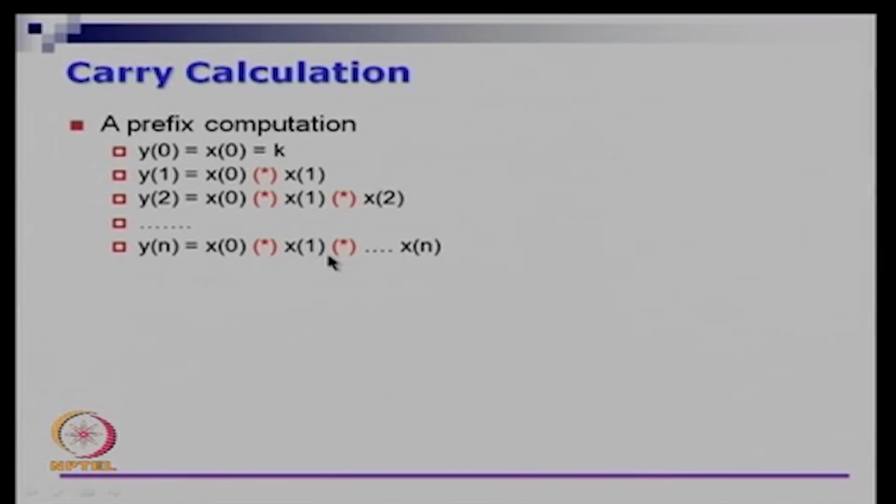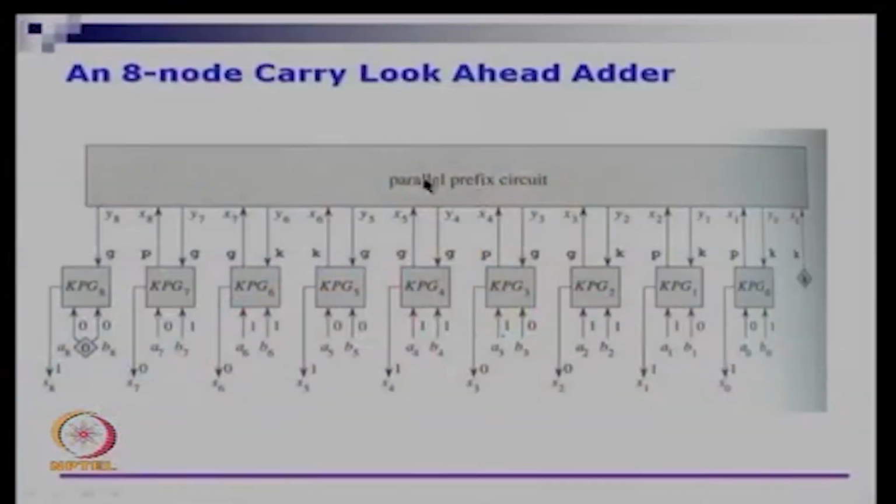So since every stage i requires everything from i all the way to 0 to be operated together, this is a prefix calculation we are doing. We can construct a circuit which is a parallel prefix circuit. I am going to show you how to do the circuit later. So we can have a parallel prefix circuit which will then resolve the prefix and give it back. Once you do that, then you can create the sum very easily.